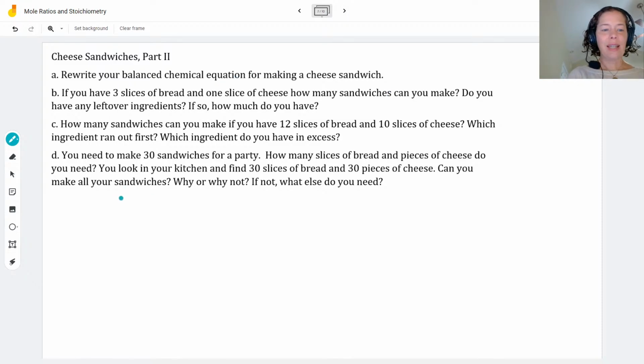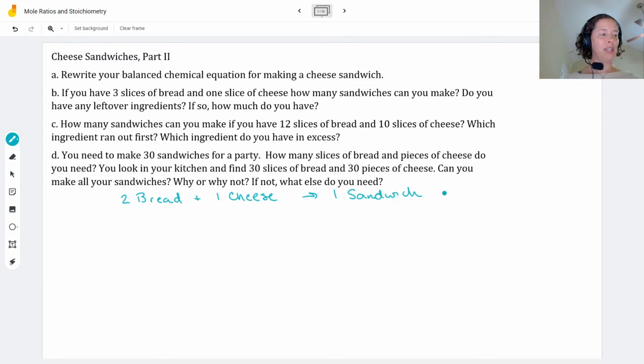So let's go ahead and get that down. We know that we need 2 slices of bread plus 1 slice of cheese, and that gives us 1 sandwich. Okay, that's great. Now we know all of our mole ratios. Okay, so the question part B reads, if you have 3 slices of bread and 1 slice of cheese, how many sandwiches can you make? So we're going to go to sandwiches and then say, do you have any leftover ingredients? And if so, how much do you have?